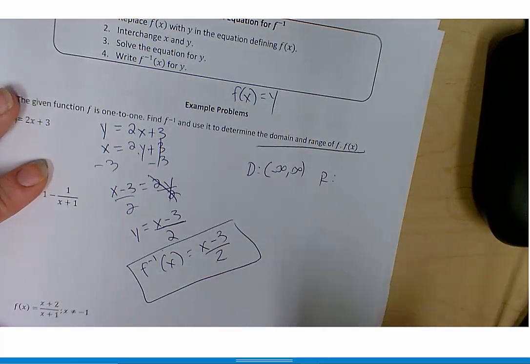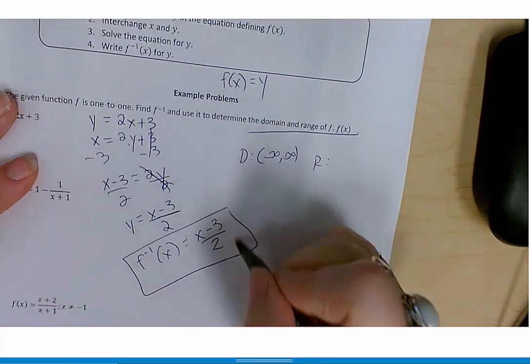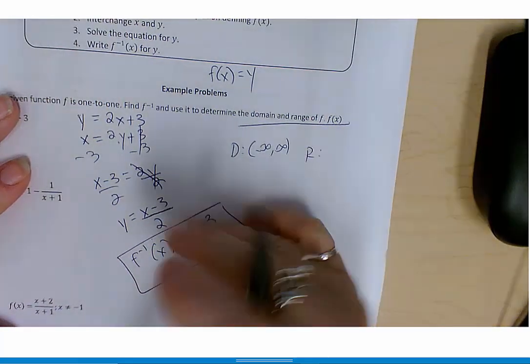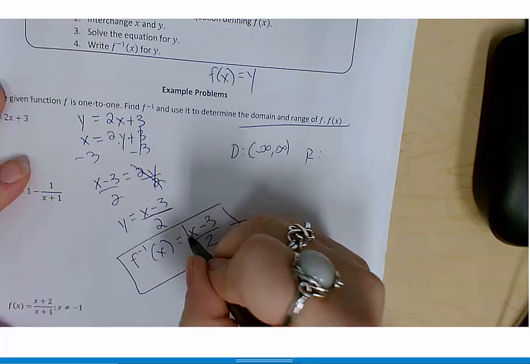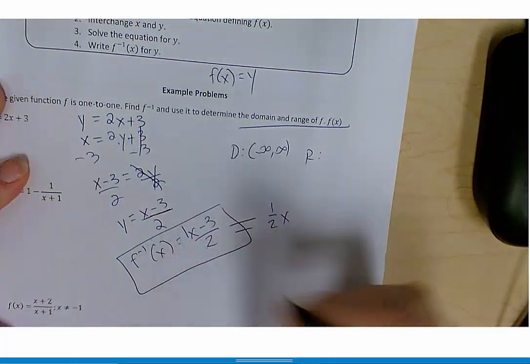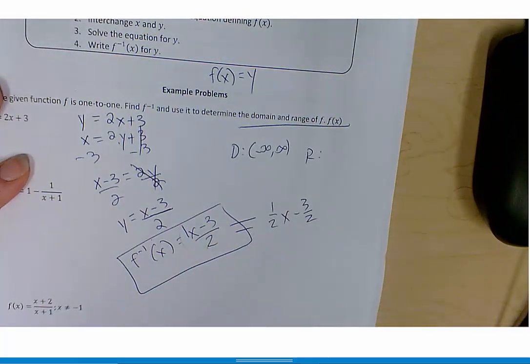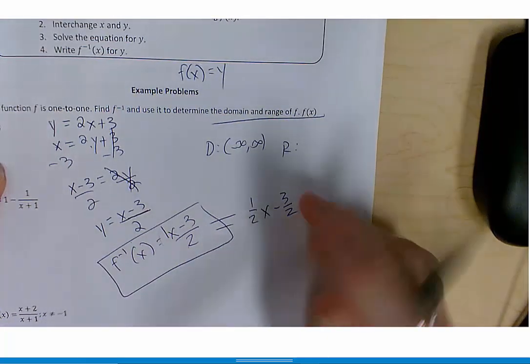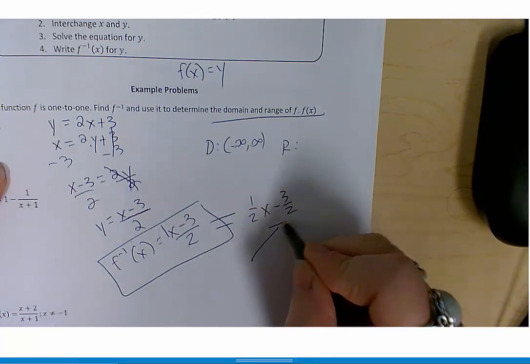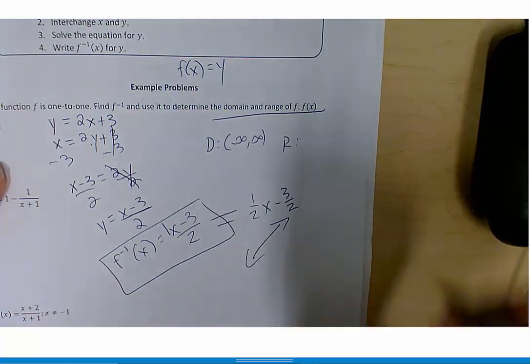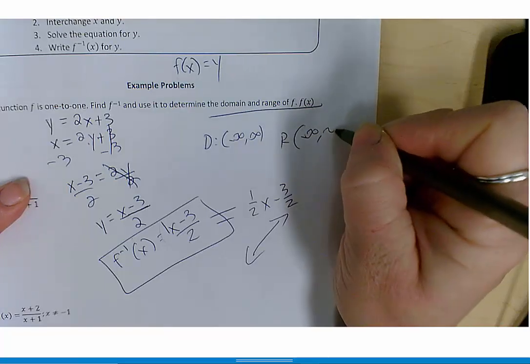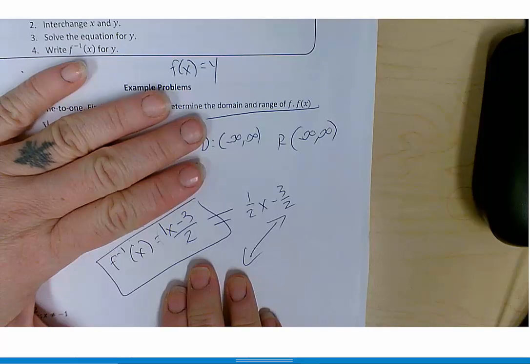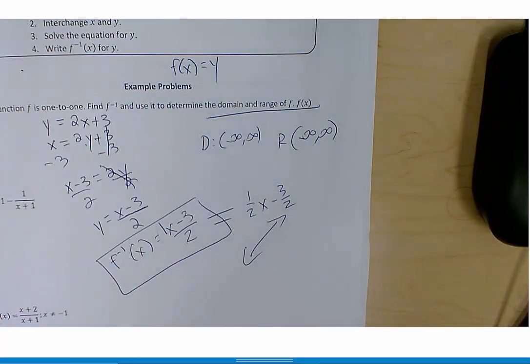To more easily see the range here, keep in mind that the function we're actually working with, yes, it's in rational function form, but this is really just 1/2 x minus 3/2, right? When we take everything in the numerator and put it over the same denominator, that's all this function is. This is a linear equation. And a linear equation has the domain and range of negative infinity to positive infinity. So this is our function itself, our domain and range.